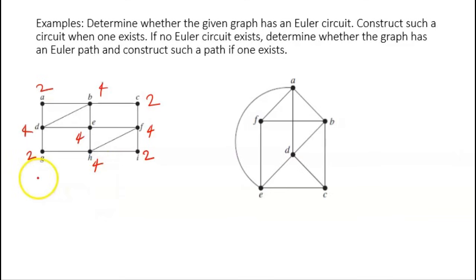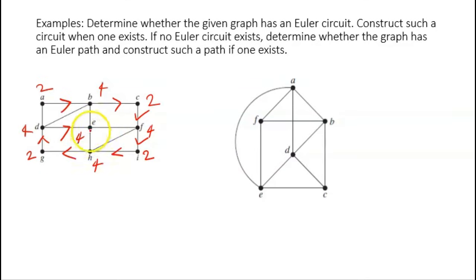Let us quickly draw the Euler circuit here. Suppose I start at A, I go to B, then from B I go to C, from C to F, from F to I, then I to H, and then H to G, and then G to D, and then D to E. Let me move from D to E, and then E to H.